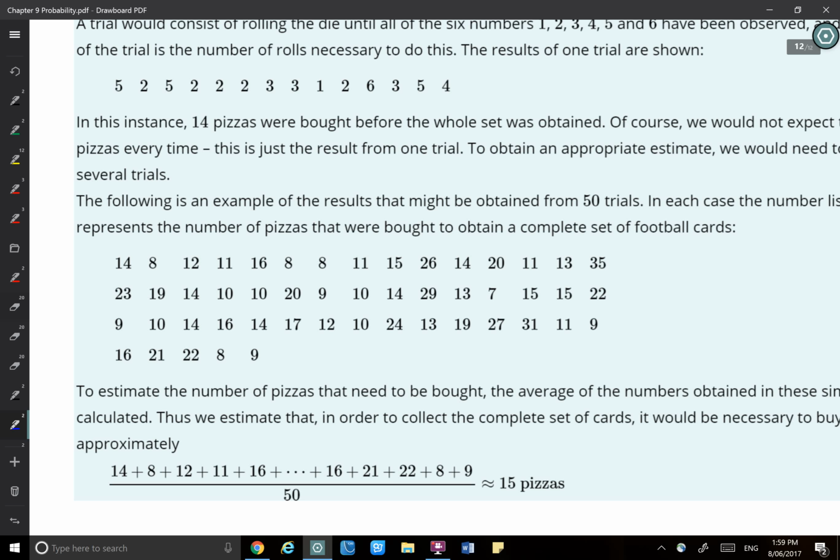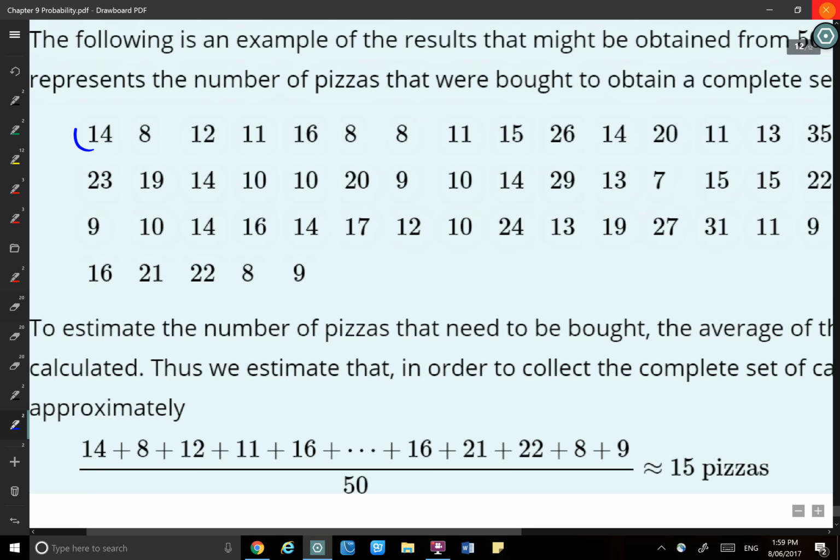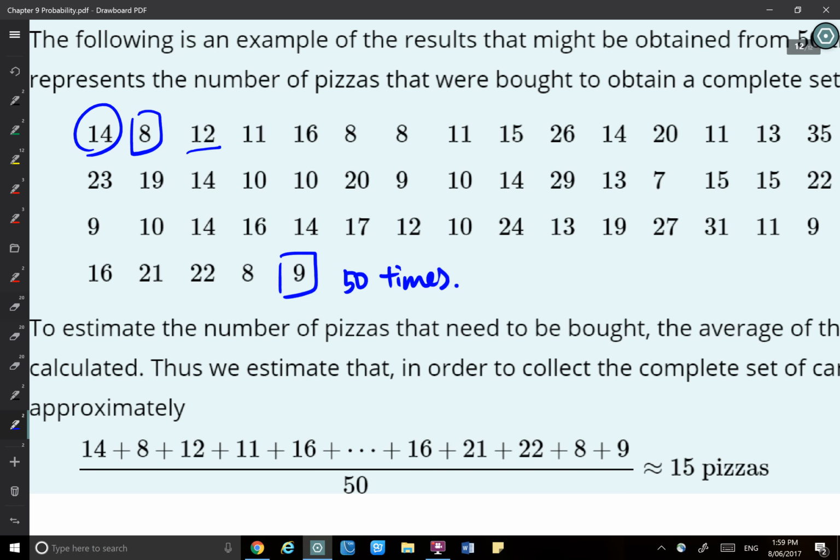And I will do that another time. And you can see this table here. First time I threw it 14 times, but second time I was lucky, 8 times is enough. Again, I do it again, got 12. Until the last time, that's the 50th time, I get a 9. I only used 9 times to get all of the 6 numbers.